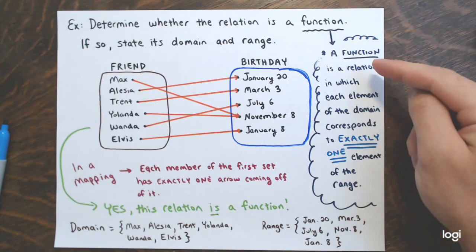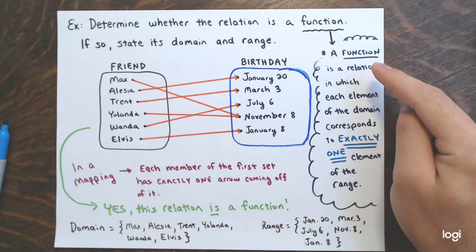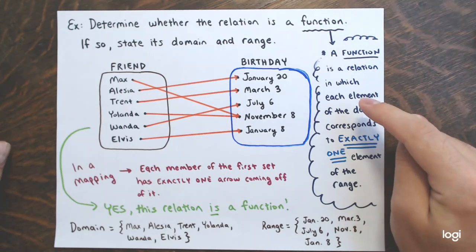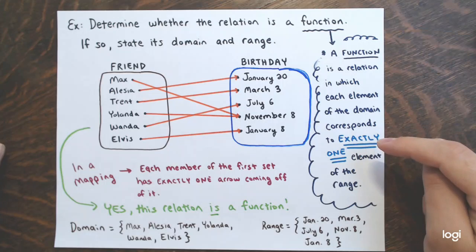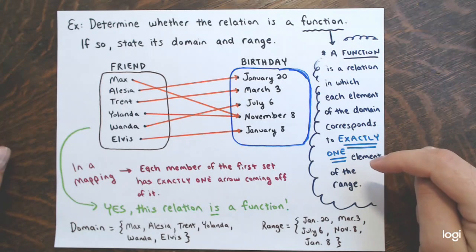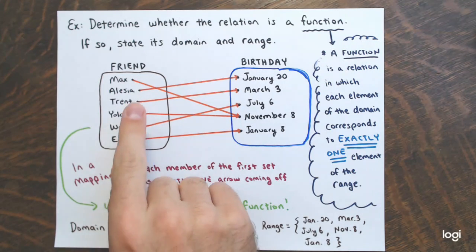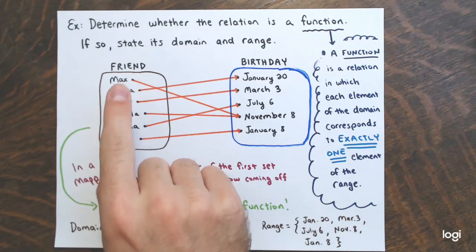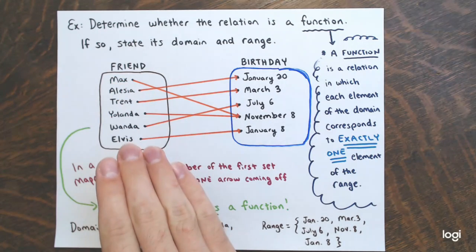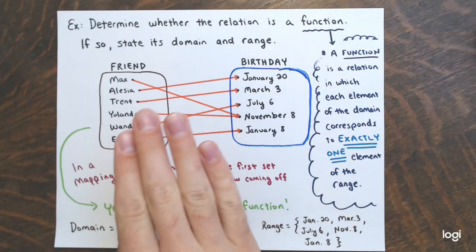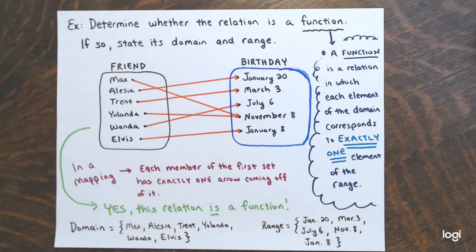All right. Great, but this is huge right here. This bubble off to the side. The definition of a function: a relation in which every element of the domain corresponds to exactly one element of the range. So no more than one, no less than one, exactly one. And again, in a mapping, that means on this first set, every element, every member has exactly one arrow coming off of it, and not more than one, not less than one.